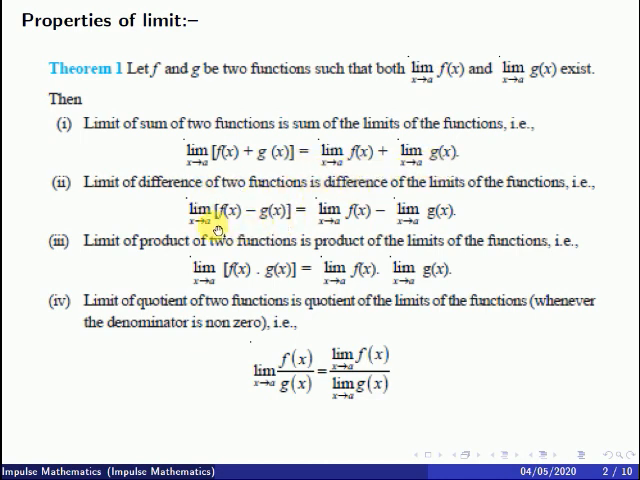Similarly, for the difference, limit x tends to a of f(x) minus g(x) is limit x tends to a f(x) minus limit x tends to a g(x). And the same holds for the product and also the quotient. Here in the quotient we need to remember one condition: limit x tends to a g(x) must never be 0. That is, it must be non-zero, because if we divide by 0, it will be an indeterminate form.